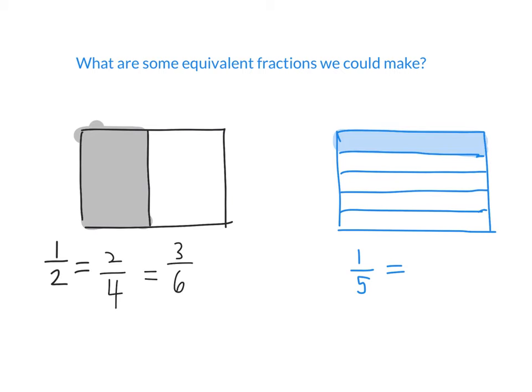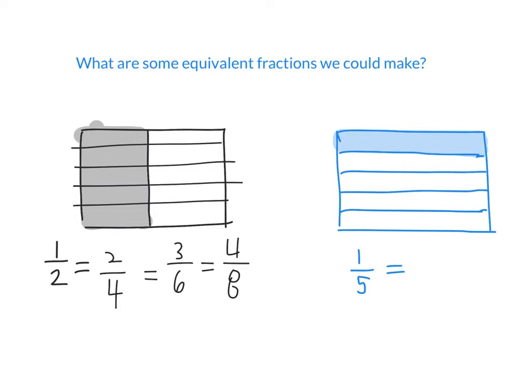What if I put 4 lines like this, or 3 lines like that? How many spaces are there now altogether? 8. And how many are colored in? 4. So is 1/2 also equivalent to 4/8? Yeah. What if I put 5 spaces? 2, 3, 4, like that. How many spaces are there altogether now? 10. And how many are colored in? 5. Same thing.